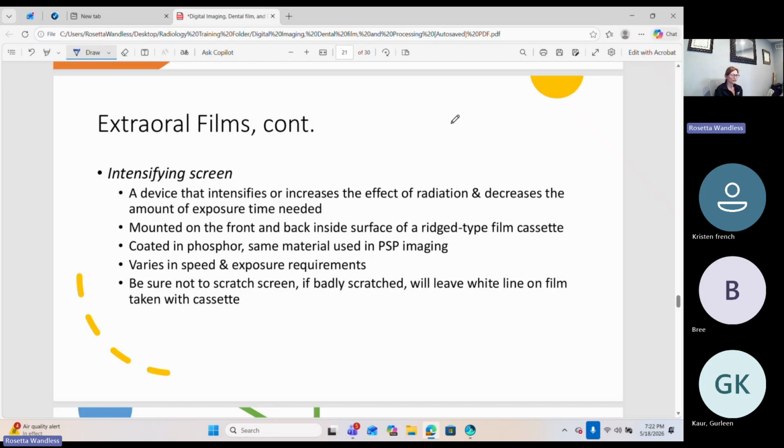Everything is very deliberate and determined, and you have to follow suit in order for it to properly work. We want to make sure that when we're putting film in and out and moving that cassette around, that we don't scratch the screen or bend the cassette in any which way, because if we did scratch the screen, it'll leave a white line and it'll interfere on the film when we go to process it. You'll have this big white line in there because we had scratched the screen.